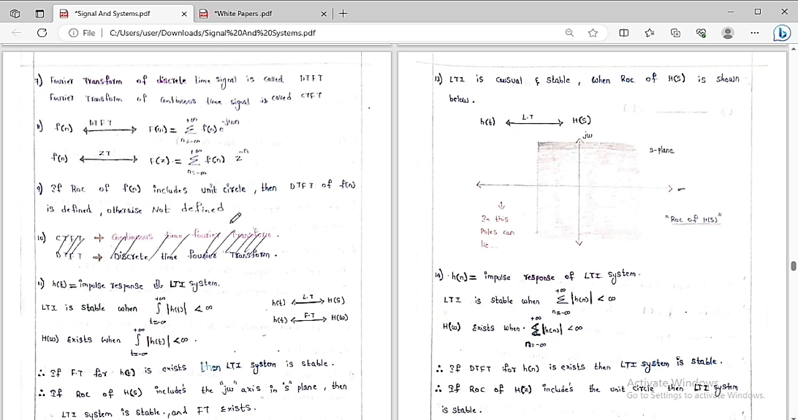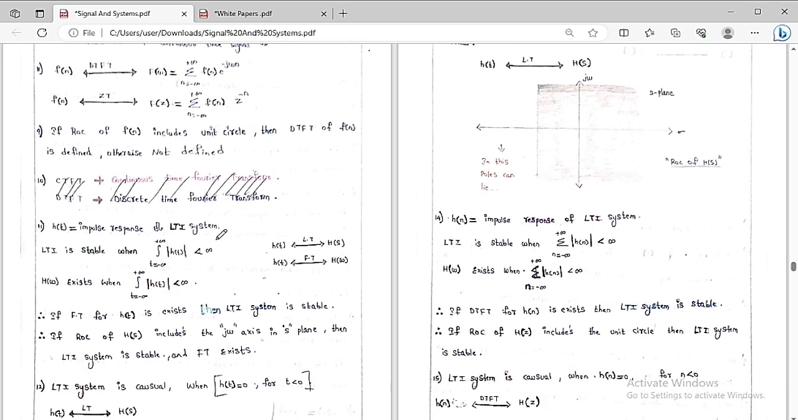So finally, I can say if the ROC of f of t includes the imaginary axis, then the continuous time Fourier transform of the signal f of t is defined. Otherwise, it is not defined. Similarly, if the ROC of f of n includes the unit circle, then the discrete time Fourier transform of f of n is defined. Otherwise, it is not defined. I have already told you CTFT means continuous time Fourier transform, and DTFT means discrete time Fourier transform. This is just a notation.